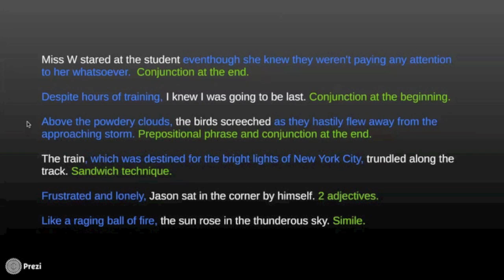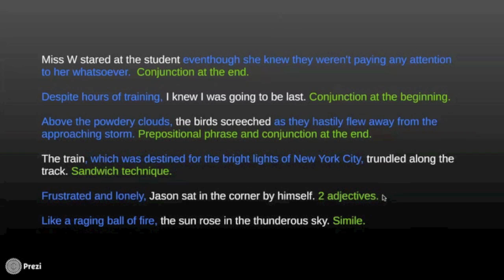Above the powdery clouds, the birds screeched as they hastily flew away from the approaching storm. So here I've added a prepositional phrase here to say where the birds are, and I've also added a conjunction just here and a subordinate clause at the end. The next one says the train, which was destined for the bright lights of New York City, trundled along the track. So I've used the sandwich technique there, and I've sandwiched a subordinate clause right in the middle, and I've explained where that train was going to, so some extra information about the train itself.